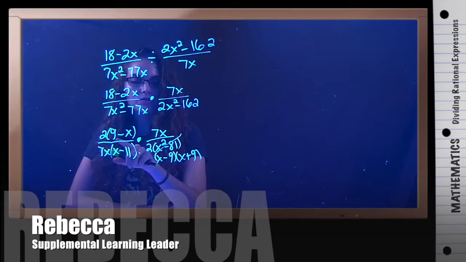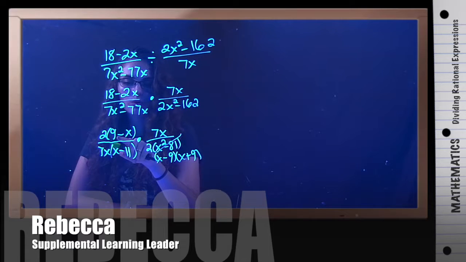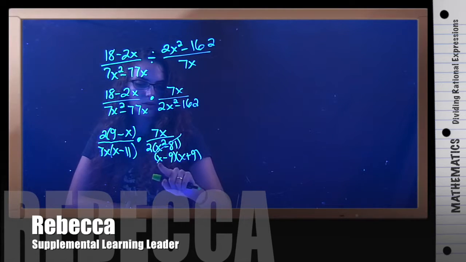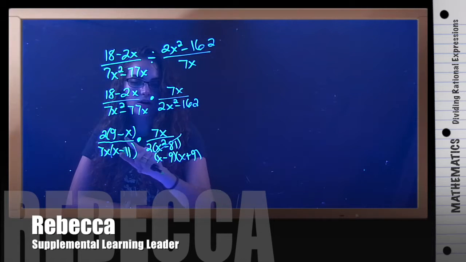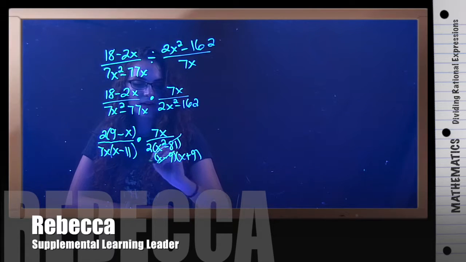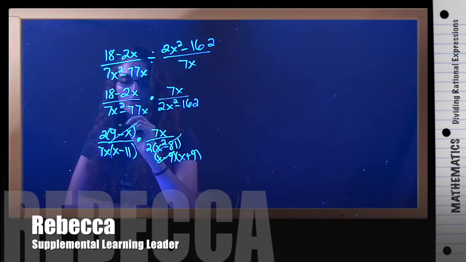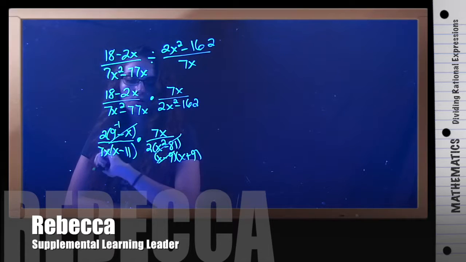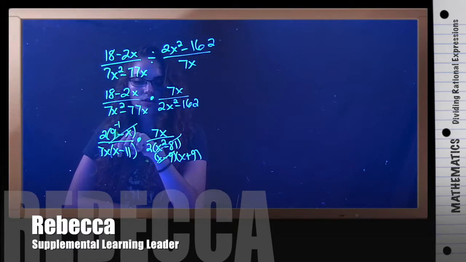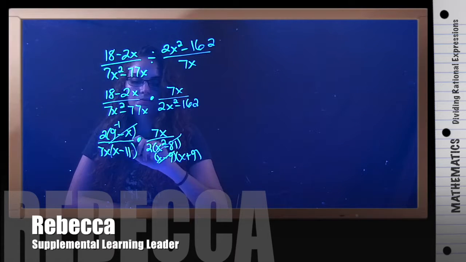Now we're just going to cancel any like terms. So 9 minus x is almost like x minus 9. They're not exactly the same, but they are opposites. And anytime we have opposites, we can cancel them. But we have to remember to leave a negative 1. Okay? So just remember, if you're going to cancel opposites, you need to leave a negative 1.